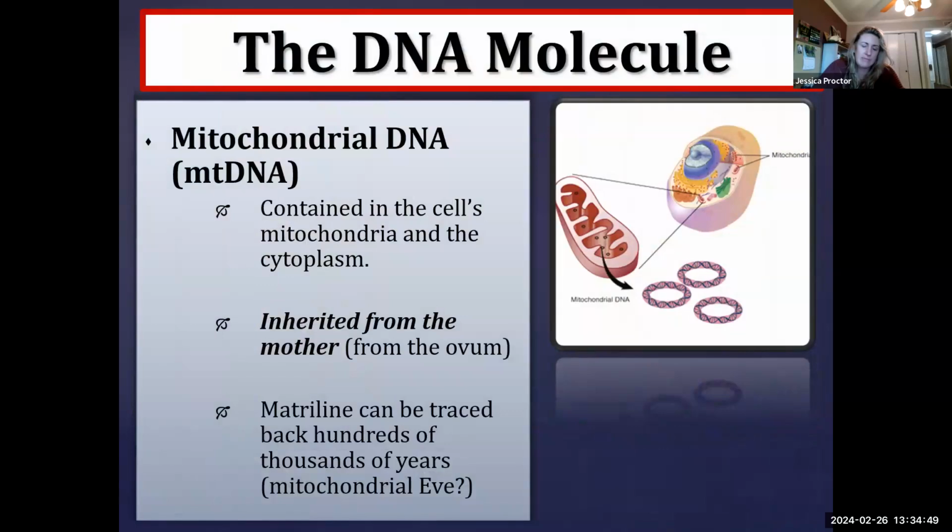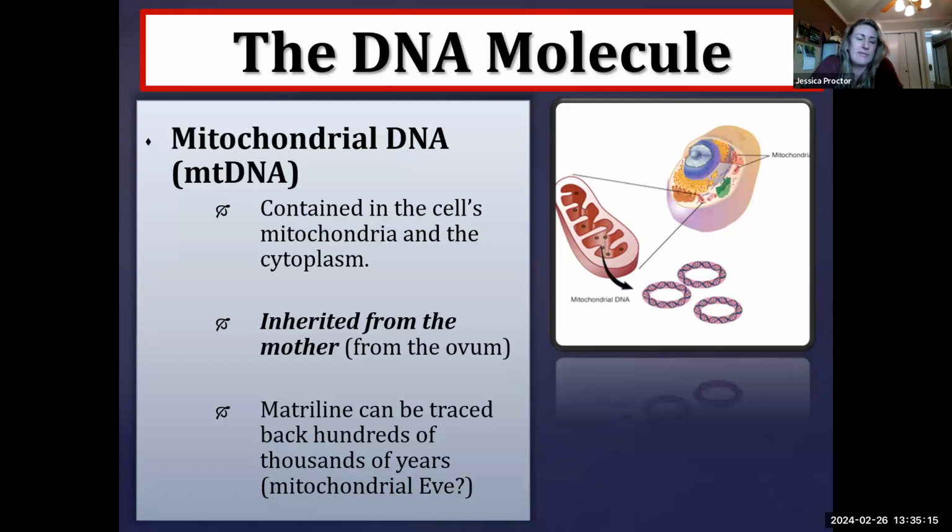All right, and then the other type of DNA that I mentioned earlier is the mitochondrial DNA. So you might sometimes see mitochondrial DNA abbreviated as lowercase mt and then uppercase DNA. So if you see that, just know that that's just shorthand for mitochondrial DNA. Mitochondrial DNA is contained mainly within the mitochondria, just like it sounds. There's a little bit in the cytoplasm, but it's mainly in the mitochondria.